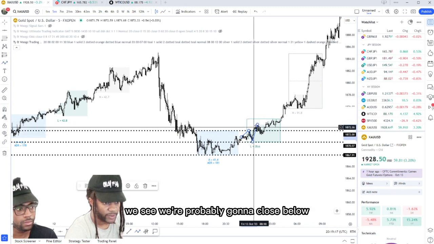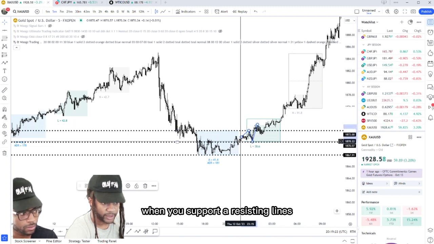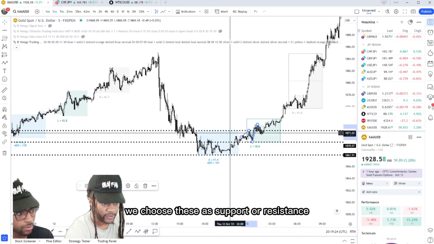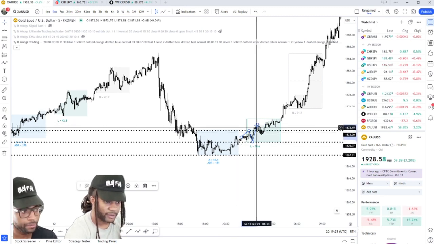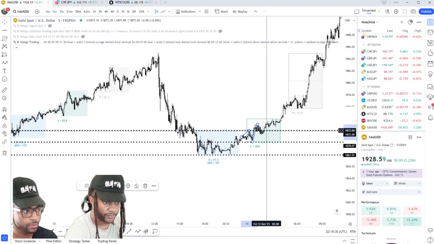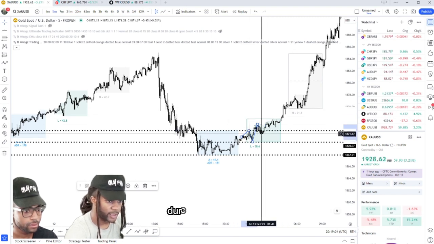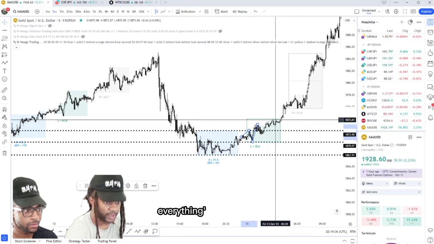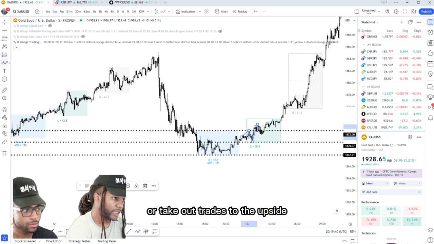We see where price is going to close above or below one of these support or resistance lines. We treat these as support or resistance based on where price is at. So now we know price is above this major. It'll be support now. We see price above support during London session, so we're like, all right, everything's above support. That means price is pushing upward. We'll take our trades to the upside.